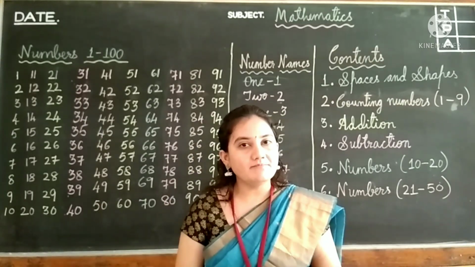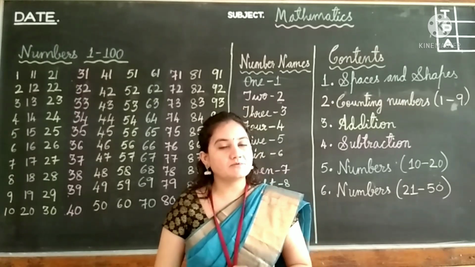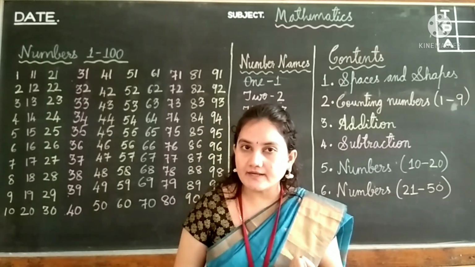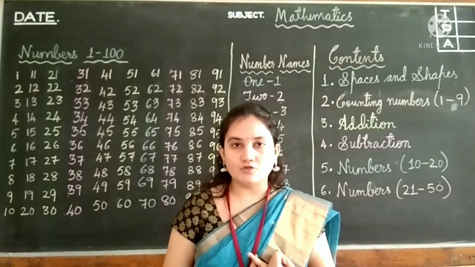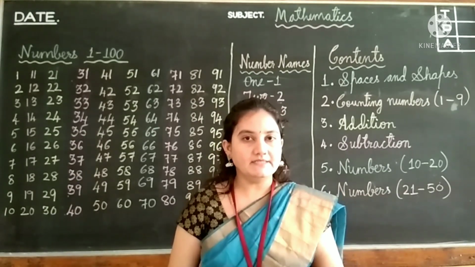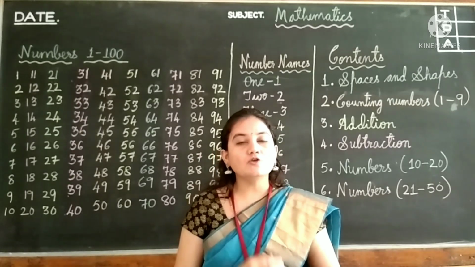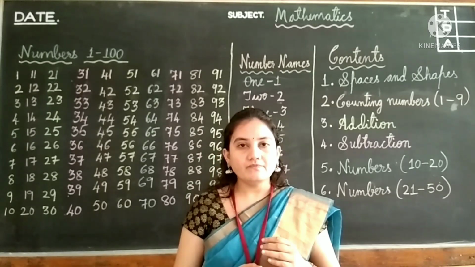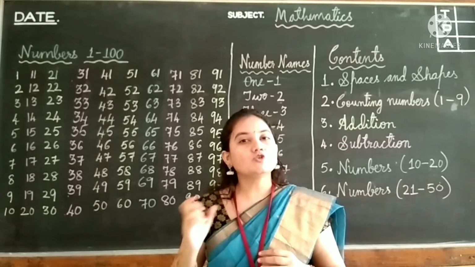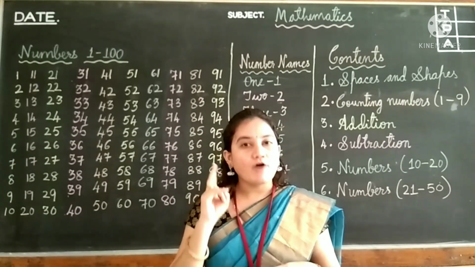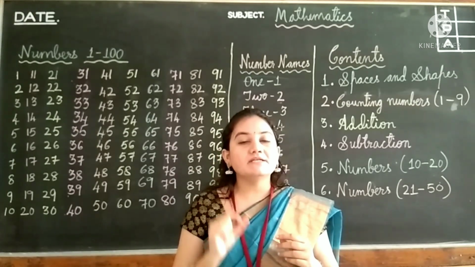So, children, can you tell me today what basic concepts we have learned? Yes, we have learned numbers 1 to 100 and number names. O-N-E, 1, 2, T-E-N, 10. Isn't it, children? So, today's homework is for you all. I want you to practice numbers 1 to 100 and number names, O-N-E, 1, 2, T-E-N, 10, 2 times in your mathematics notebook.